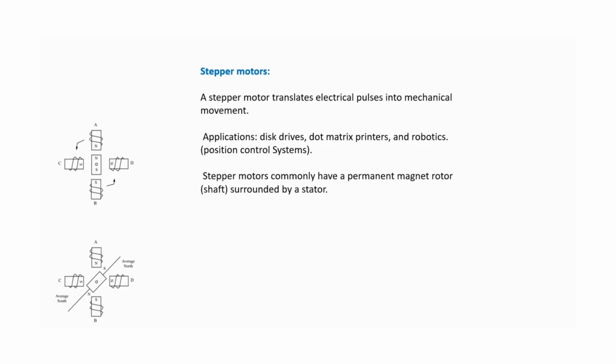Now let us discuss the applications. Basically, the stepper motor is used for position control systems. There are two types of control systems. One is speed control systems and the other is position control systems. Whenever we need position control systems, then stepper motor is one of the choices. Other choices may be servo motors. The applications include disk drives, dot matrix printers, and many areas and domains of robotics. Whenever we want to move the robots' different joints, we use stepper motors there. So it is very interesting to know about stepper motors interfacing with controllers.